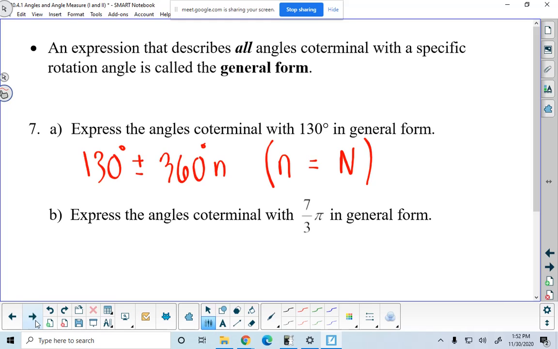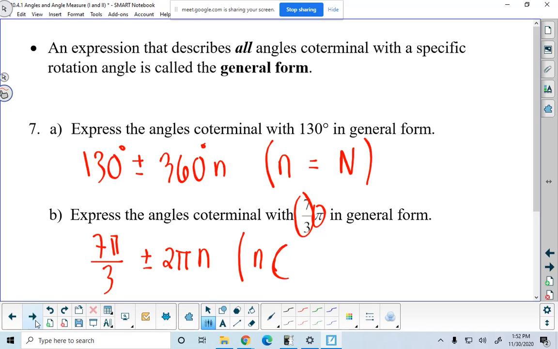If we want an expression for all of the coterminal angles to 7 pi over 3, by the way, notice that 7/3 pi and 7 pi over 3 are the same thing. I can just go plus or minus 2 pi times n, where n, I'm going to use a different notation here because you will see it, is an element of the natural numbers. So you can say n equals a natural number, or n is an element of the natural numbers.